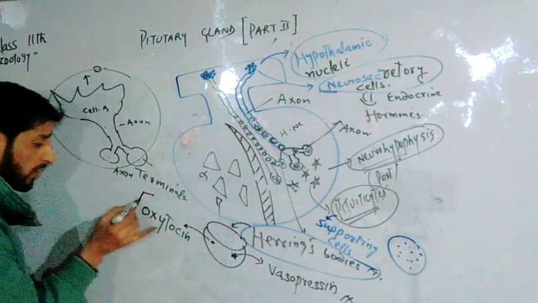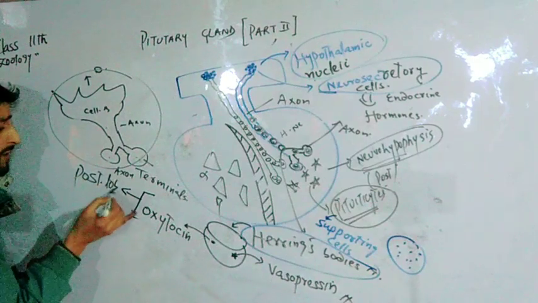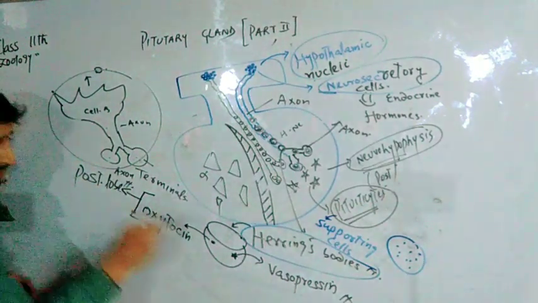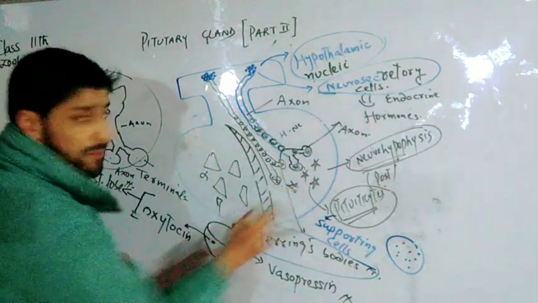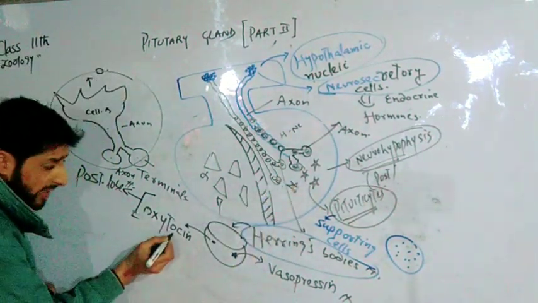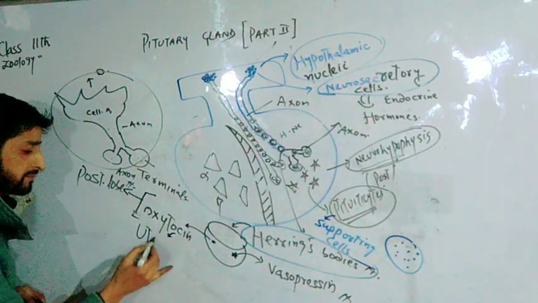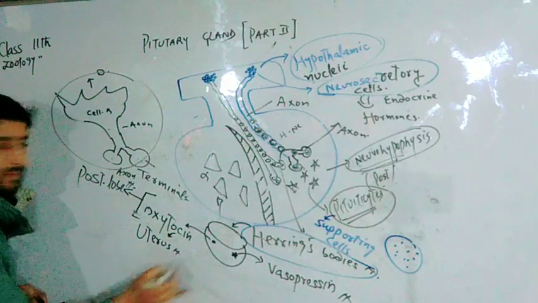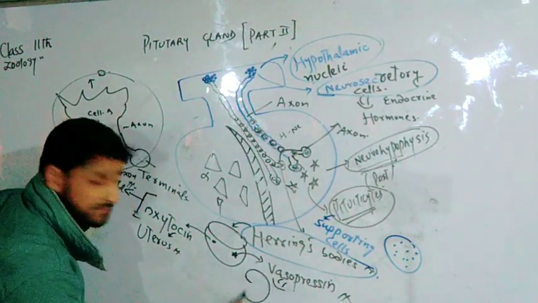Oxytocin and vasopressin, both hormones, are stored in the posterior lobe of the pituitary gland. The target organ for oxytocin is the uterus. The target organ for vasopressin is the kidney.